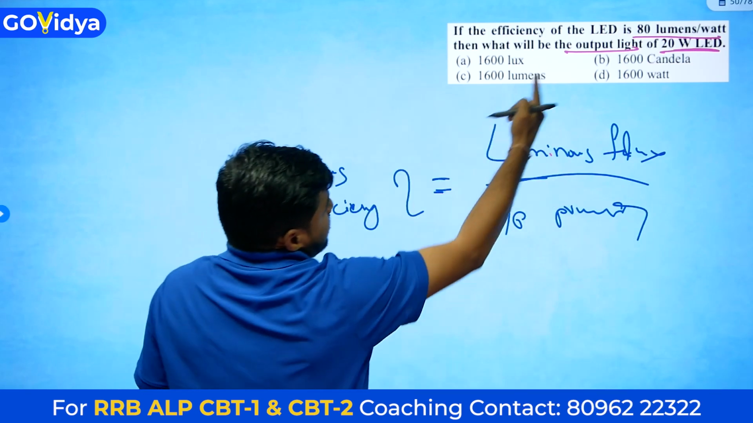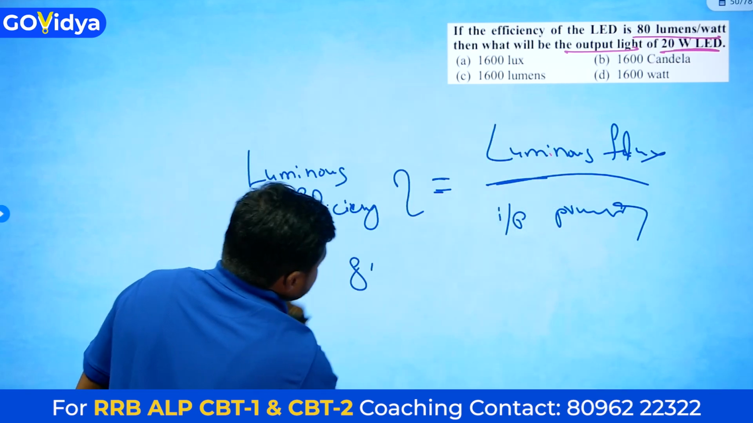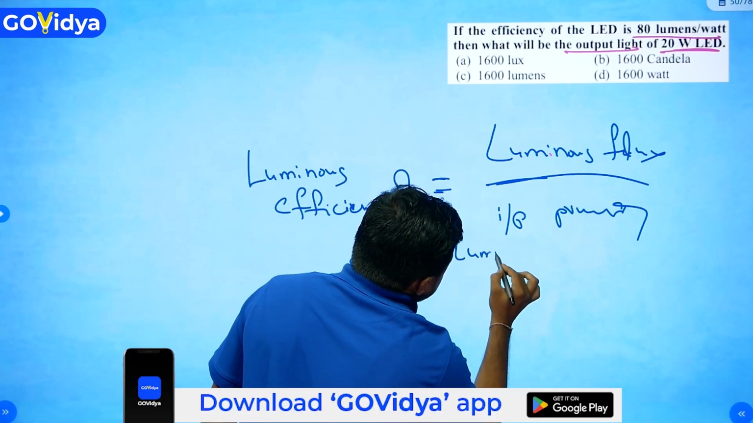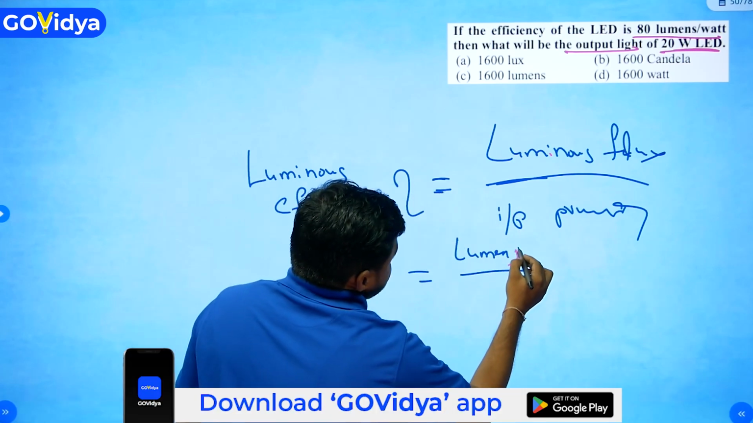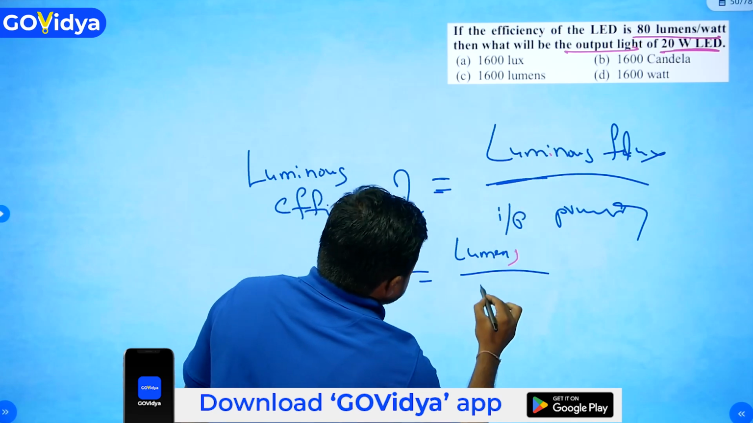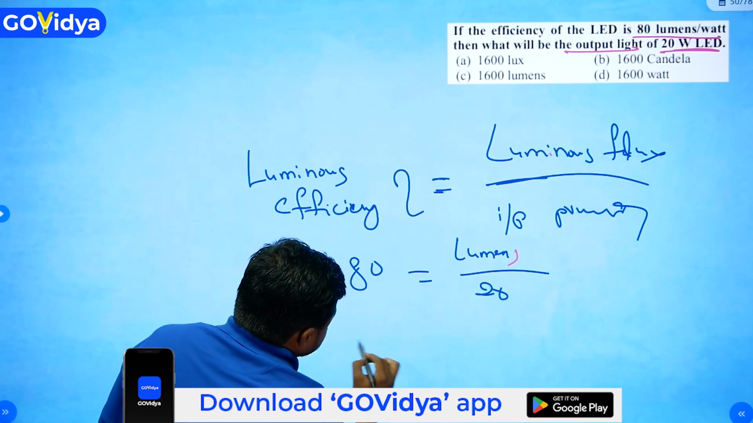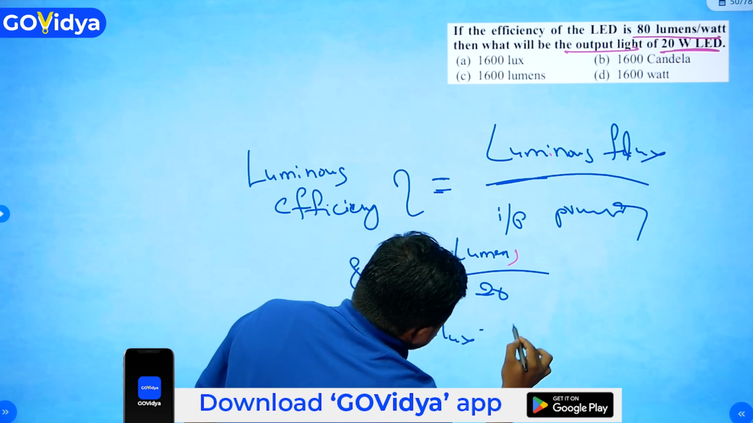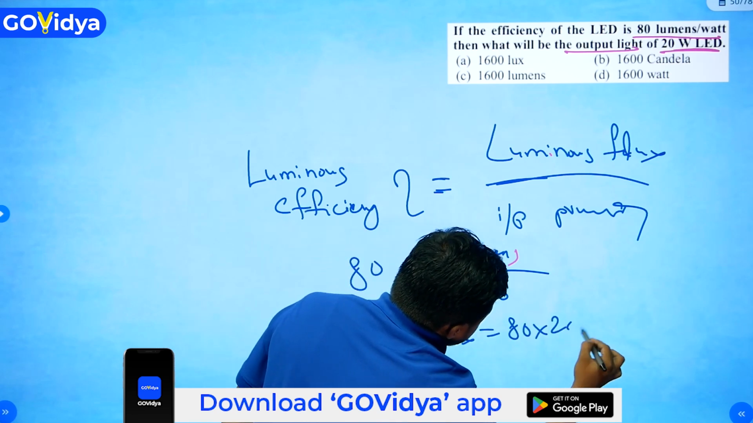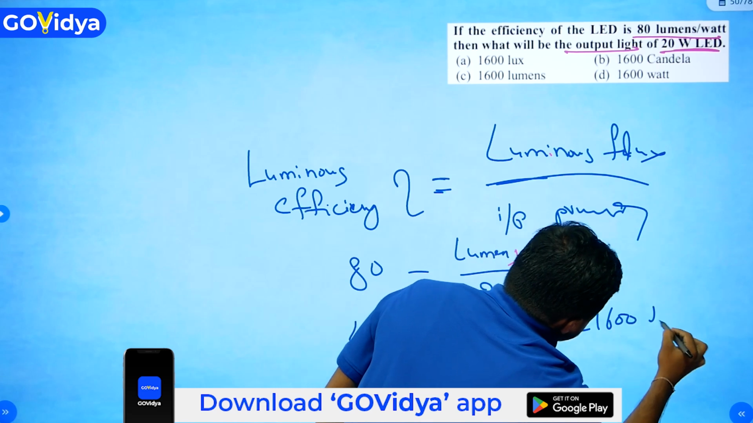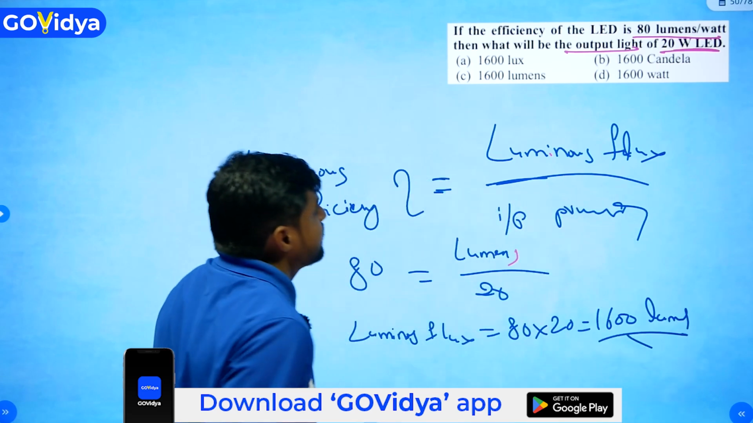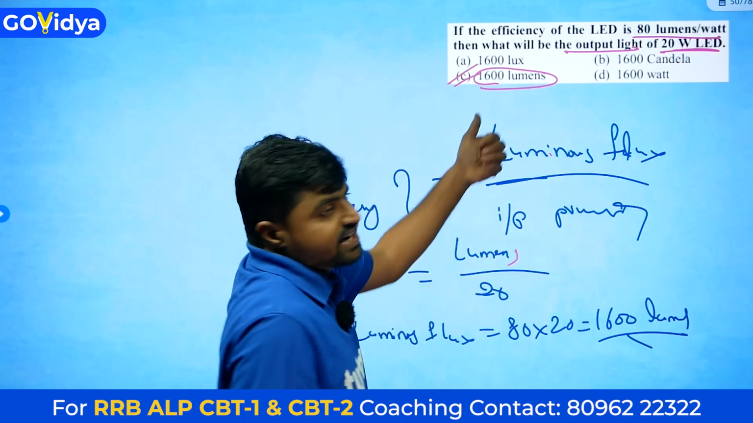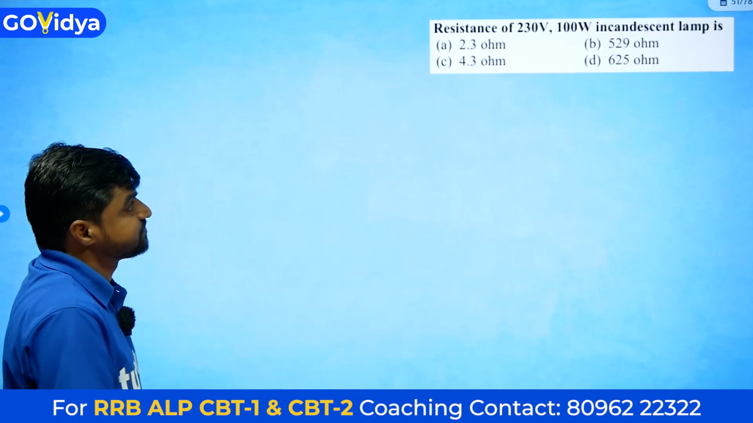Efficiency is 80 lumen per watt. Now we have to find luminous flux, in lumens. Input power is 20 watts. Luminous flux is equal to 80 into 20 is equal to 1600 lumens. From the options, option C is the correct answer.